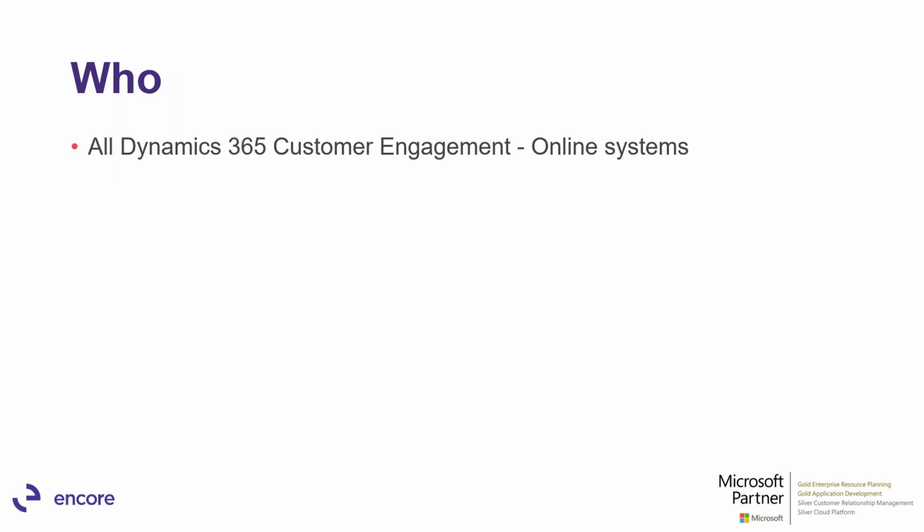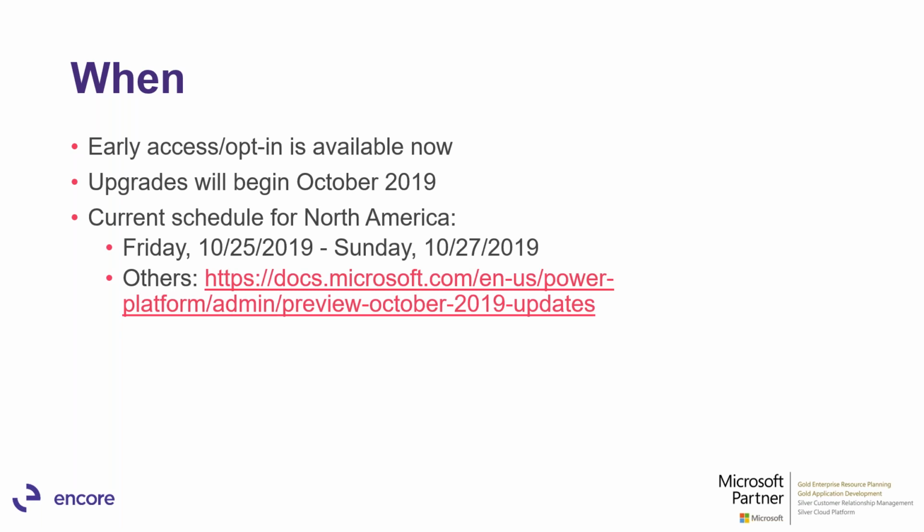So who is impacted by this? Anybody who's a Dynamics 365 customer engagement online system. So pretty much all of the online systems will be impacted by this update. As for the when, as I mentioned earlier, early access opt-in is now available. Upgrades will begin October 2019. The current schedule for North America is that this will be rolled out on October 25th through October 27th, 2019.